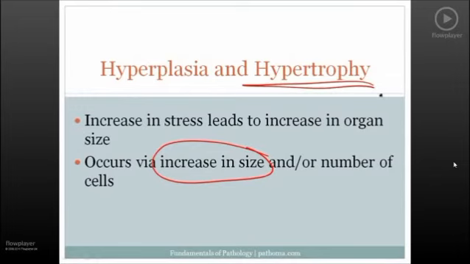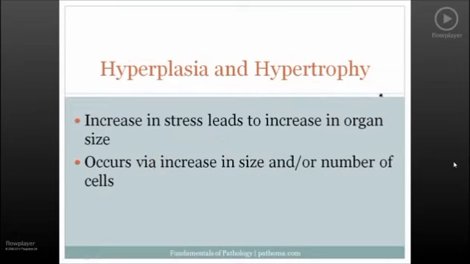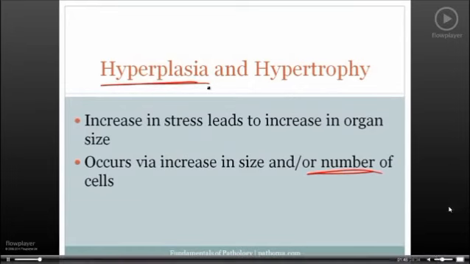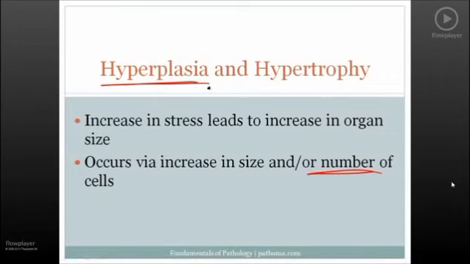So one way by which the organ becomes bigger is to increase the cell size, i.e. hypertrophy. Another way by which the organ can become bigger would be to increase the number of cells of the organ, and an increase in number of cells is called hyperplasia. So basically speaking, these two mechanisms, hyperplasia and hypertrophy, allow for the organ to increase in size in the face of an increase in stress.